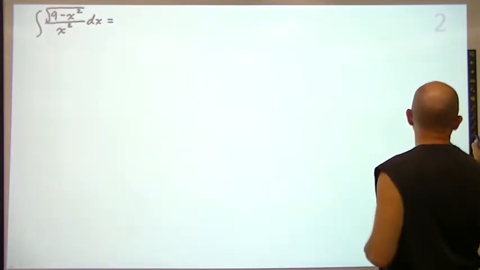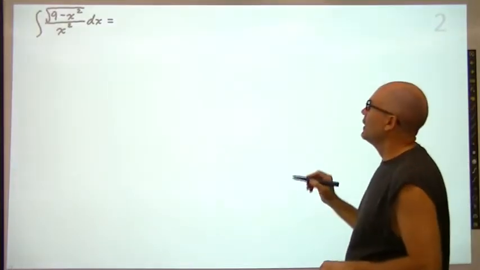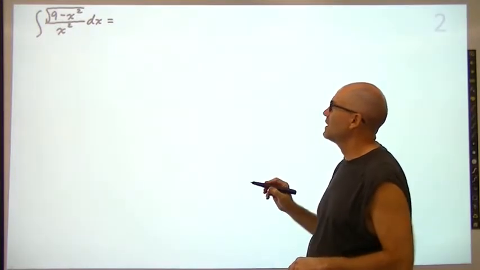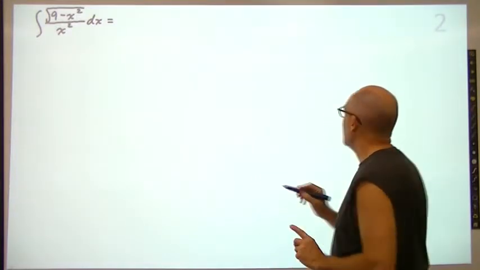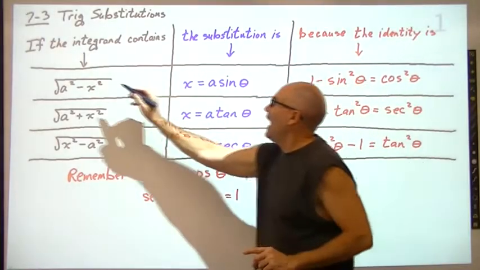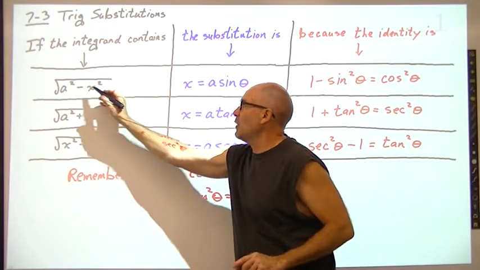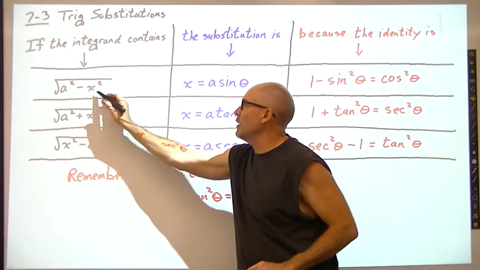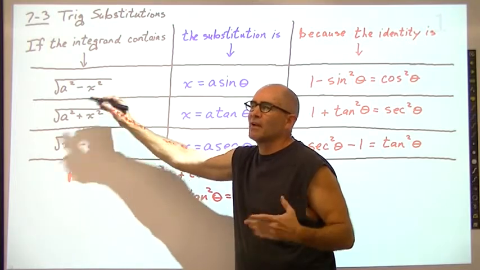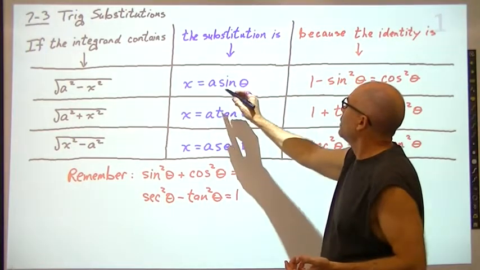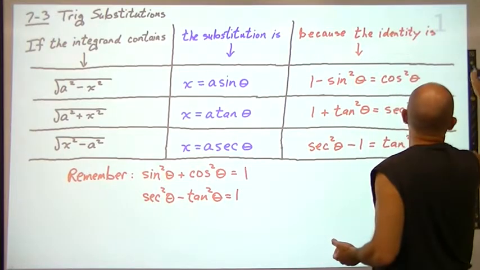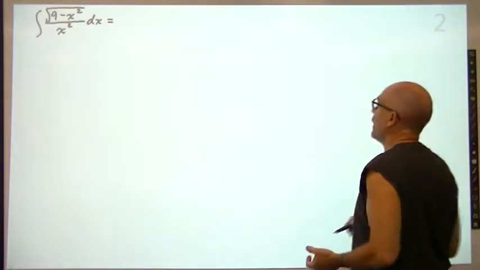Okay, so we have the integral of the square root of 9 minus x squared over x squared dx. And just like we said, if we have an a squared minus x squared, we have 9 minus x squared. That means a squared is 9, so a is 3. So we want x equals 3 sine theta. Well, let's do that then.